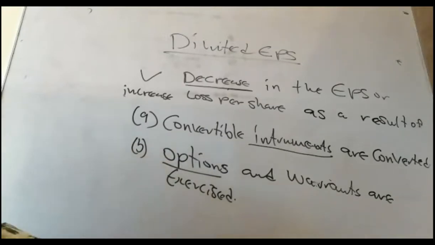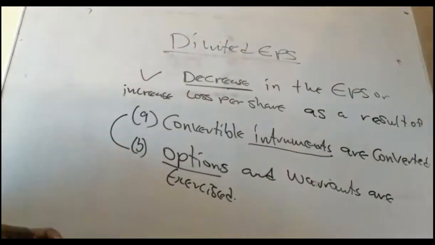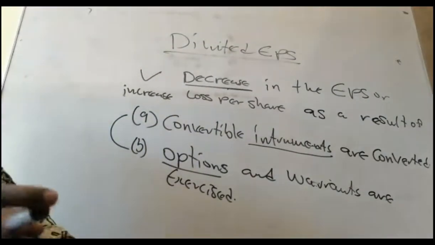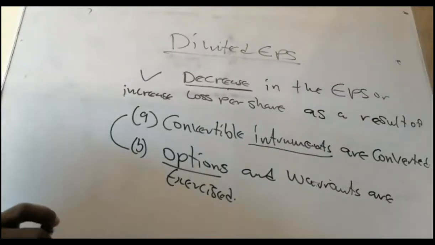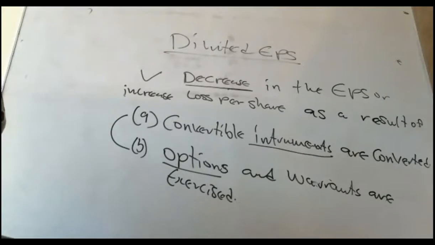So these are the causes of the dilution in the earnings per share. Dilution in the earnings per share simply means a decrease in the earnings per share or an increase in the loss per share as a result of convertible instruments that are converted, or options and warrants that are exercised. So we are done with the definition of diluted earnings per share.